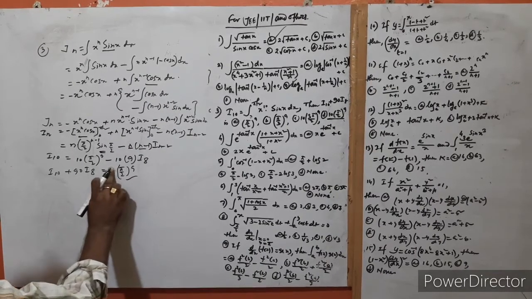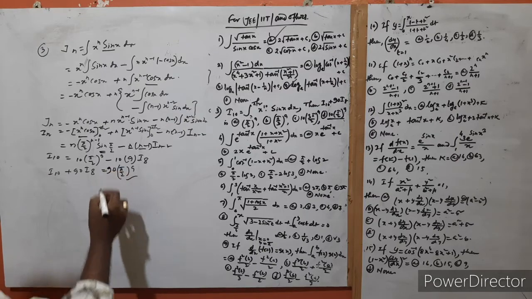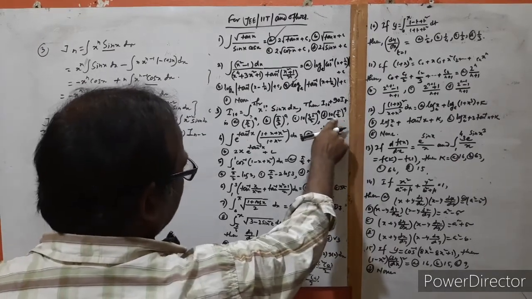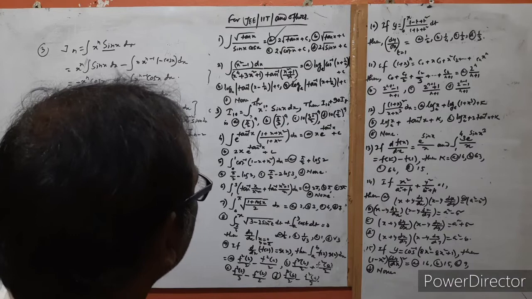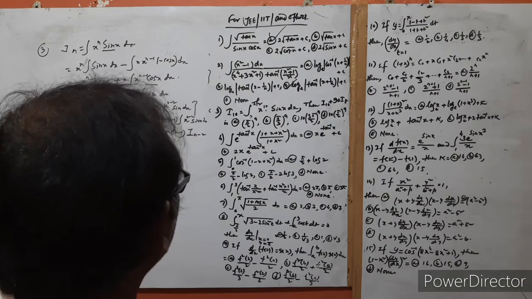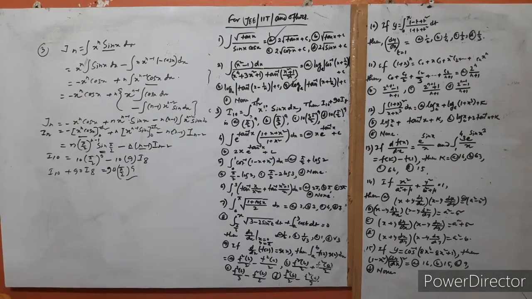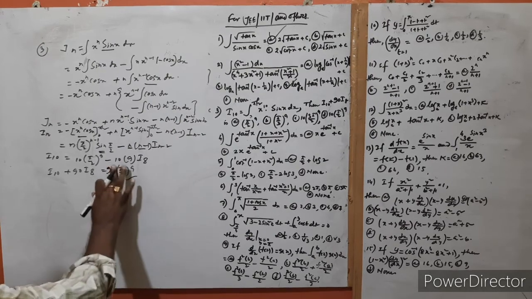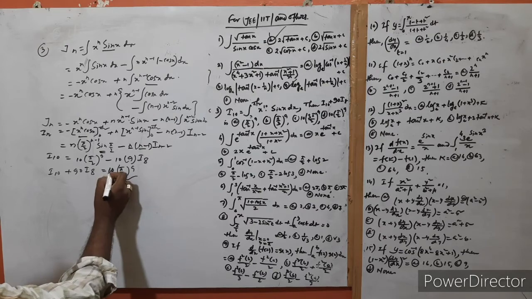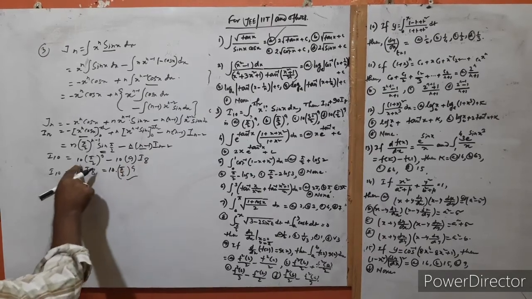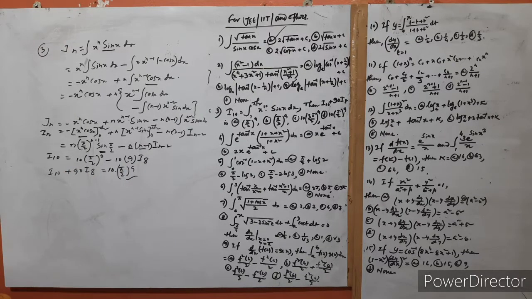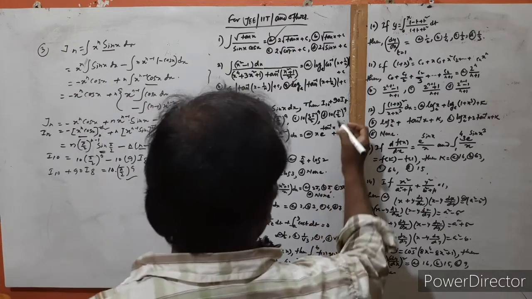Okay, 90, this is your 90, and this is your 10. Wrongly written, 90. Oh, sorry, this is 10 here, okay. This is 90 times I_8, and this is 10 into pi by 2 whole to the power 9. So this is option D.